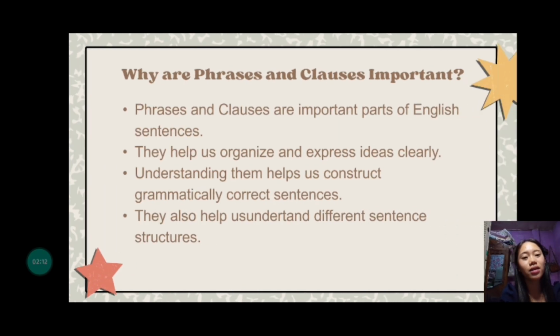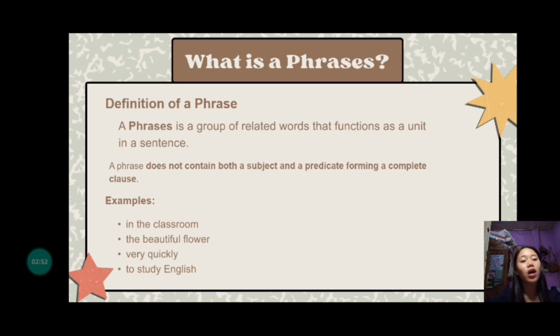Why are phrases and clauses important? Phrases and clauses are important parts of English sentences. They help us organize and express ideas clearly. Understanding them helps us construct grammatically correct sentences, and they also help us understand different sentence structures. So, let's begin with what phrases are.